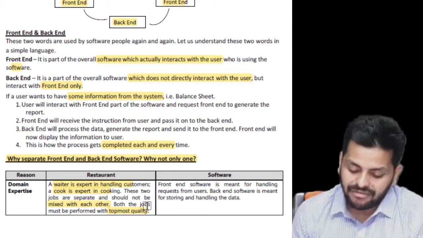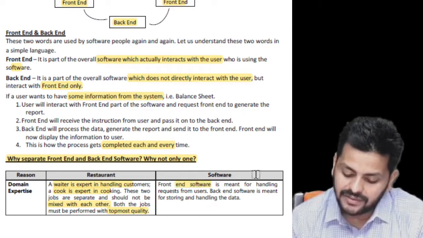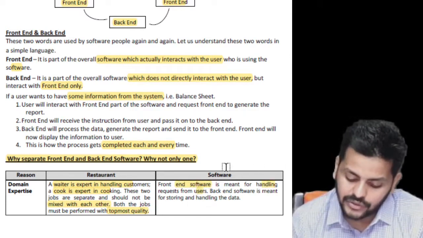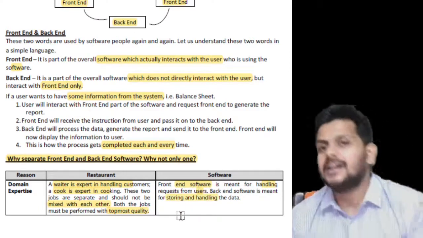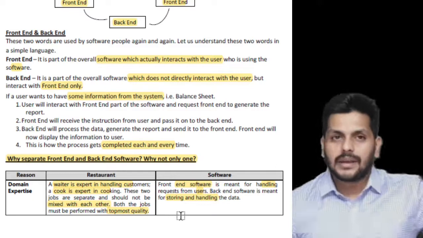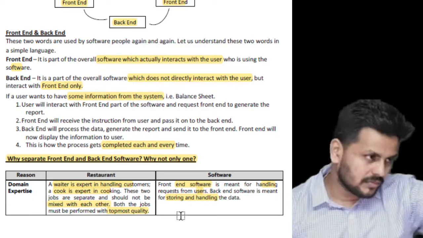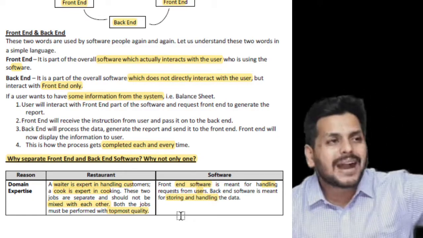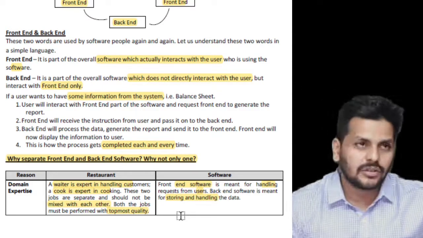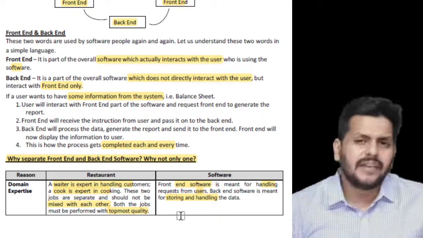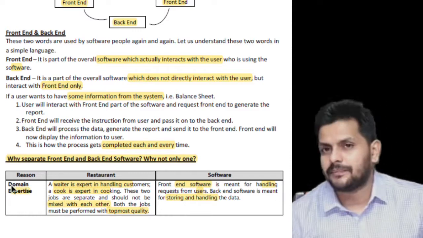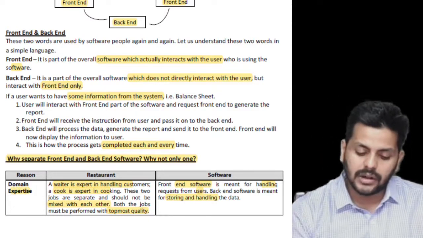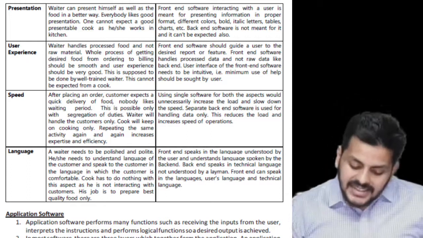Same story with software. Front end software is meant for handling the request from the user, while back end software is meant for storing and handling the data. Subject area experts. Front end will only do the talking, back end will do only processing and storage. Okay, fair enough. Expertise, going by the subject area expertise. Two, let's move on to the second factor, presentation.